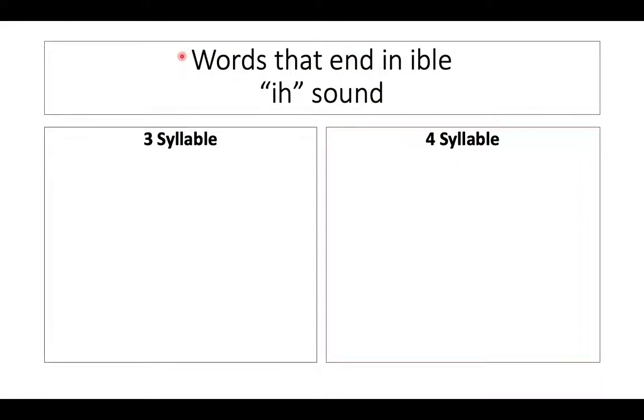Okay, first we're going to look at words that end in ible. So these are the ones that make the "ih" sound. We will look at 3-syllable words first. And you'll see that each word has a part of it in red. The red is where we want to put the stress on the word. And remember, when we stress that part of the word, we want to say it louder, longer, and clearer than the rest of the word. And of course, we want to pronounce the ible as ible. So this first word is visible.